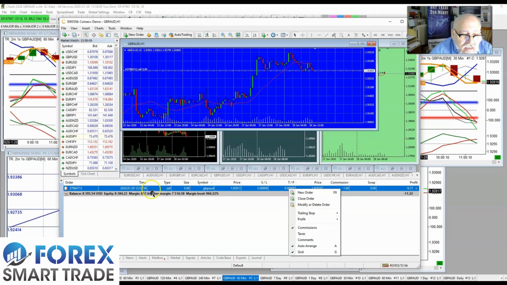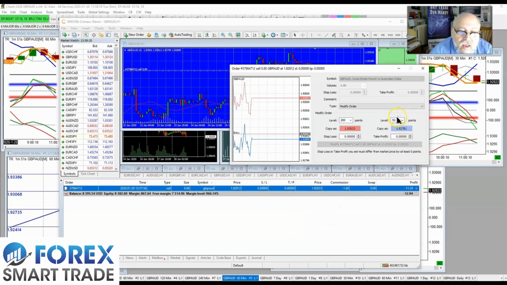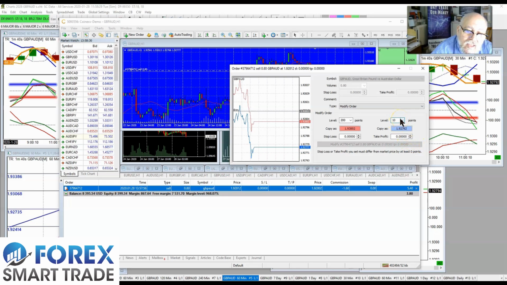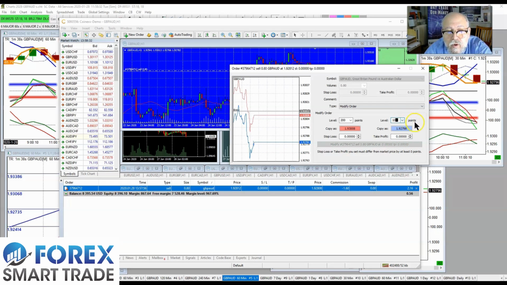I highlight the trade by just clicking anywhere along the line. When I right click, it brings up this menu. I go to modify. I'm going to just use my pip calculator here to calculate what the number should be. So if I want 10 pips, to convert pips to points, which this scale is in, I just add an extra 0. I click on the blue copy as.